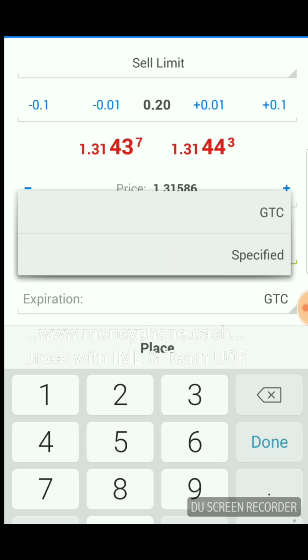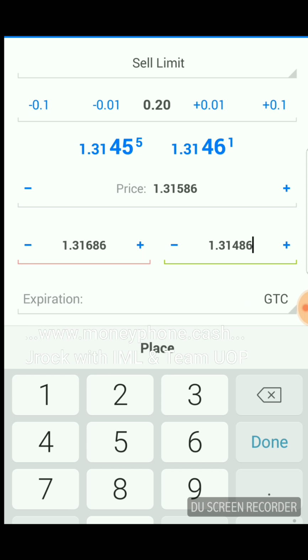This can be good till cancel, or you can specify an hour or 5 hours or 3 days to leave it open. Good till cancel is whenever you cancel it. That is when it goes away. So it'll stay on your books until you close it.